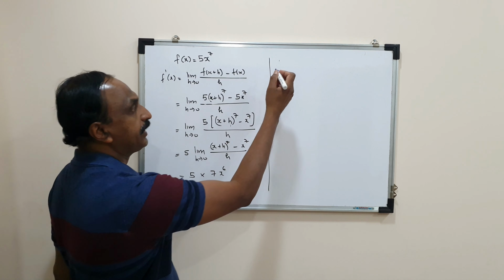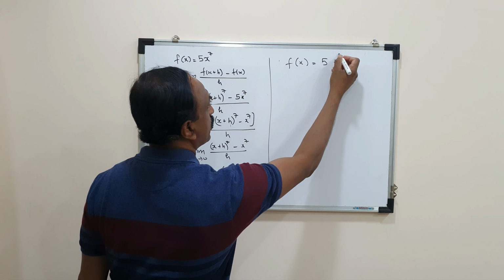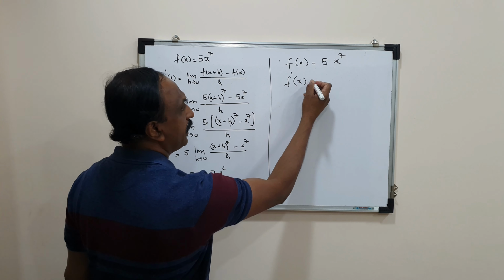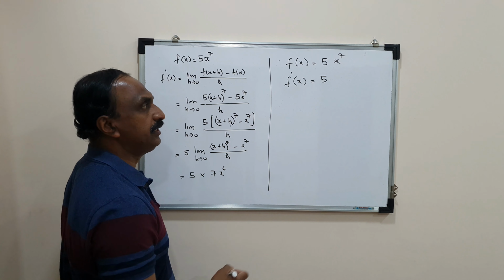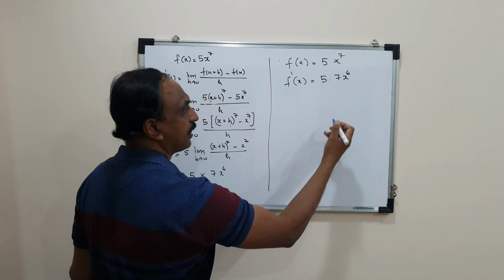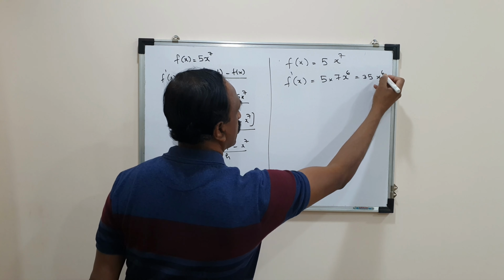So if I want to find out the derivative of 5 into x raised to 7, what should I do with this 5? The 5 will remain the same in the same position, and you need to calculate the derivative of x raised to 7. So directly I can write 35 x raised to 6.